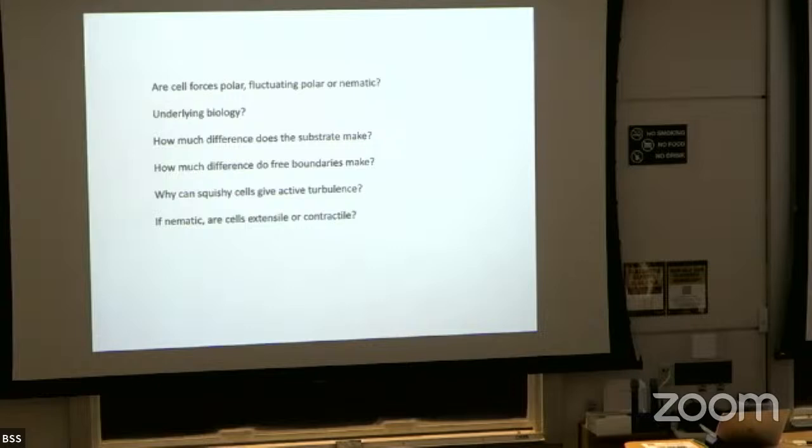How much difference does the substrate make? We saw that if you have free boundaries, these cells just take off. Are cells behaving in a different way on free boundaries and not free boundaries? We sort of answered this. Why can circular cells still give me active turbulence? There's an instability by which they can form a pneumatic phase.